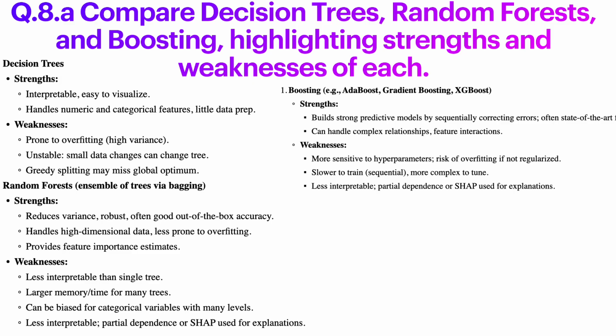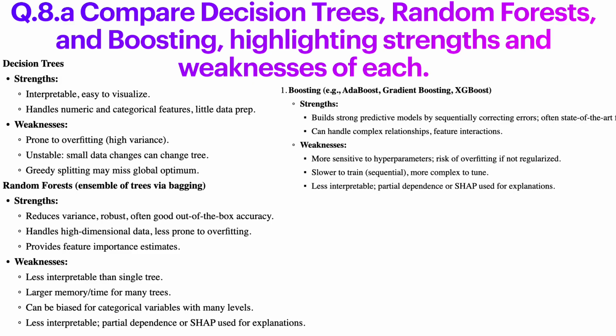It handles numeric and categorical features, and little data preparation is required. And the strength of random forest, which is also known as an ensemble of trees via bagging: in a decision tree we just have one tree, but in random forest we have multiple trees, and we make predictions based on the output given by all of those.